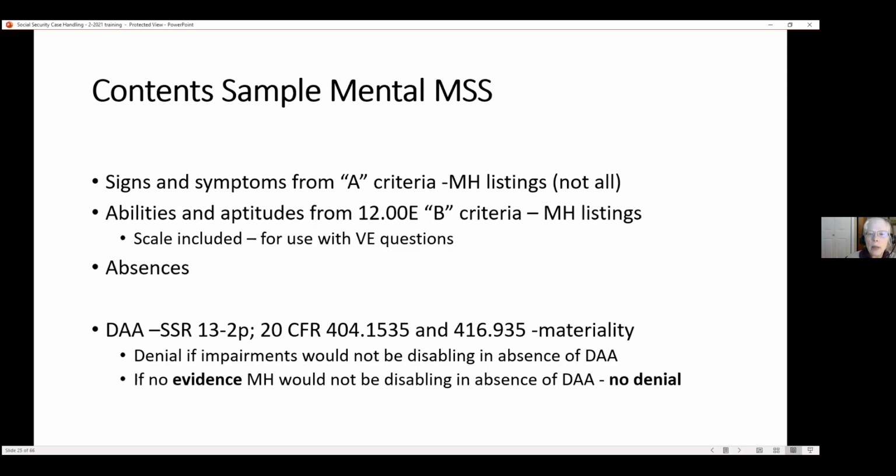So for mental health listings, there's an A criteria, which is the diagnosis criteria. So for example, for 12.04, which is depression, it'll say depression with, I forget how many it is, 5 of the following symptoms, including things like suicidal thoughts and decreased concentration. So all of the mental health listings, which are in 12.00 within the listing of impairments, have an A criteria. So the A criteria is basically, do you have this thing?